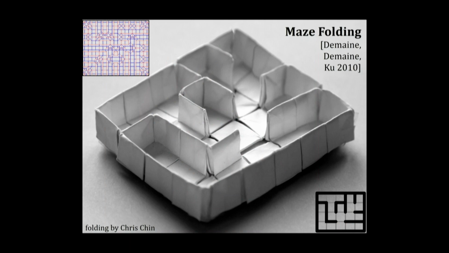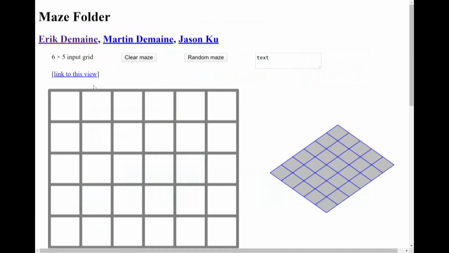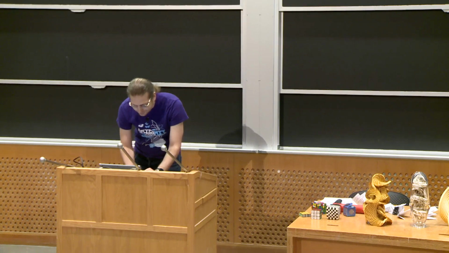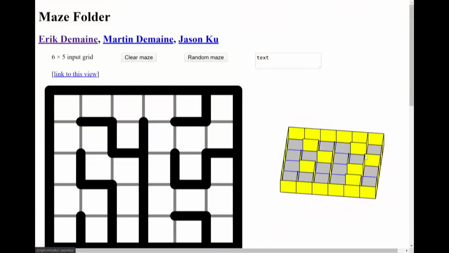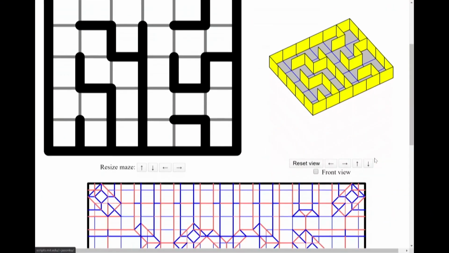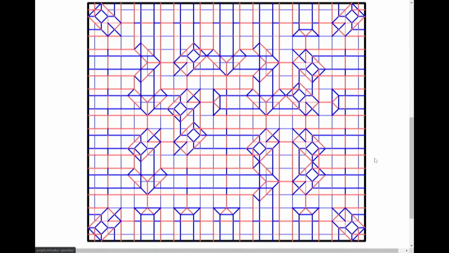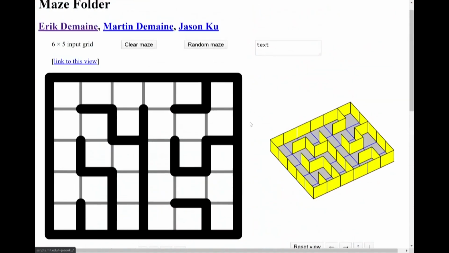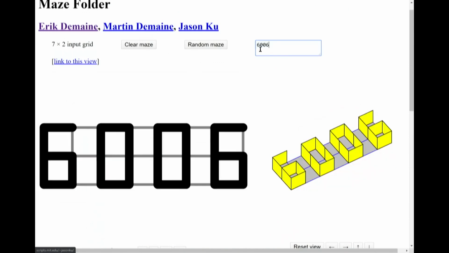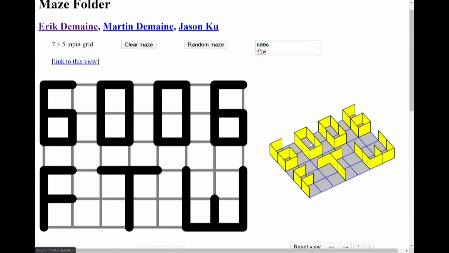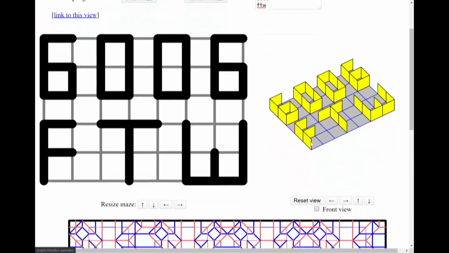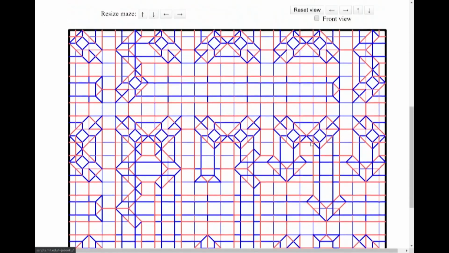I think the first paper we wrote together was on maze folding. So this is an example of folding a maze from a rectangle of paper. And you can all try this out. You just Google for our maze folder. You can generate a random maze. And this 3D structure can be folded from this crease pattern. That's a really hard one, so maybe try something smaller. You can also write your favorite message and fold this maze extruded graph from this crease pattern.